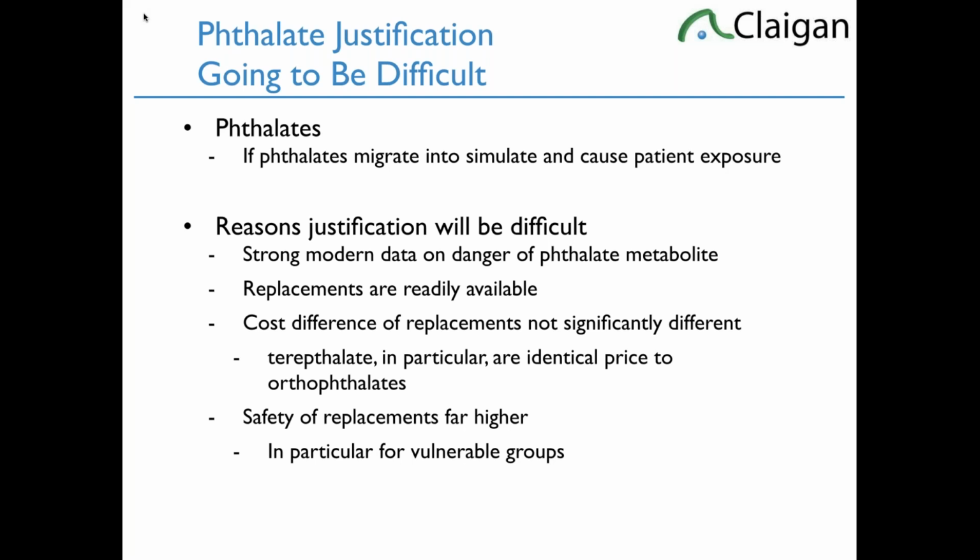The replacements are really readily available. It's not like there's an availability or shortage of any of those replacements. The cost differences are not significant, especially if you go to terephthalates. Totem and adipates are a little more expensive, but not a tremendous amount. The terephthalates are virtually identical price. The only thing that makes DHP cheaper is if you use it with a banned substance. If you use DHP with short-chain chlorinated paraffins, it's half the price. It's a big cost difference, but you're using a banned substance anyways. And the safety of the replacements is far higher, in particular for vulnerable groups.